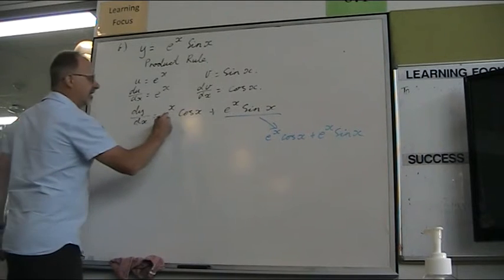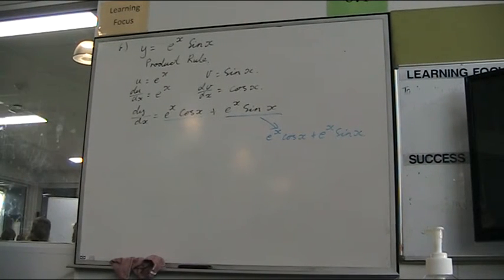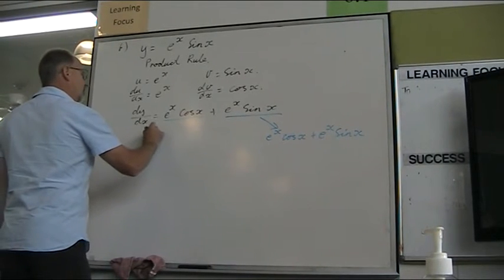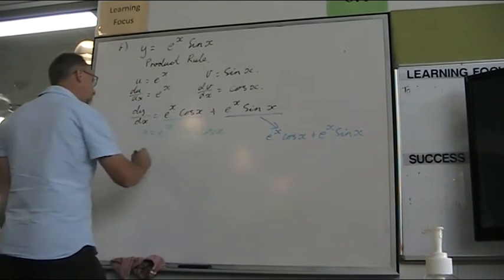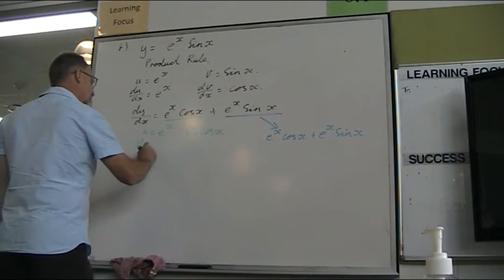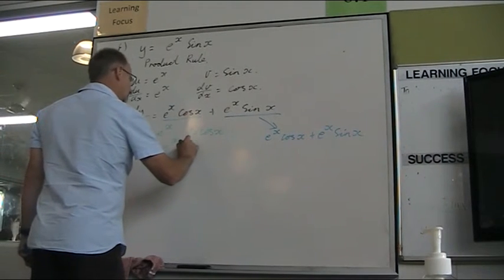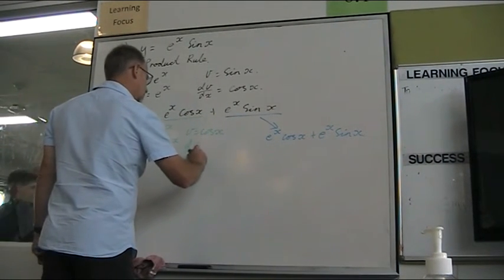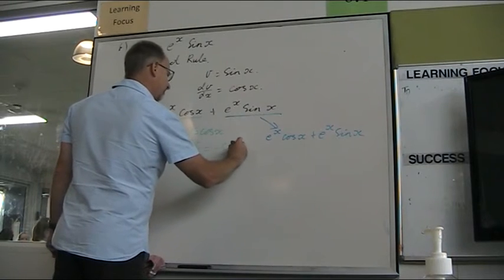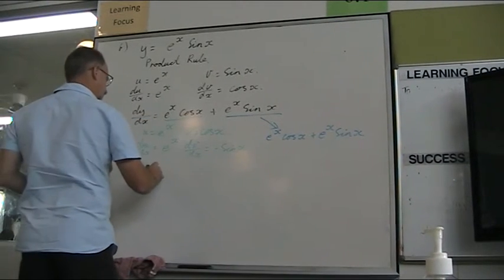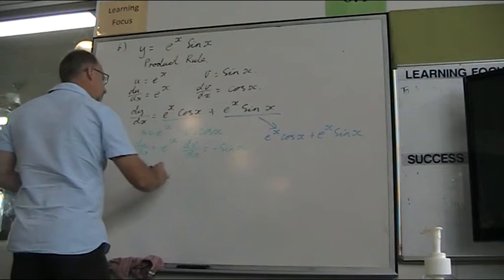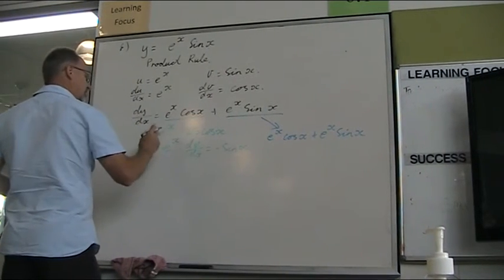And now I need to use the product rule on that part. So if I go u equals e to the x, and v equals cos x, du dx is e to the x, and dv dx equals negative sine x, I believe. Alright, and so then when we put that together, we get e to the x times negative sine x.